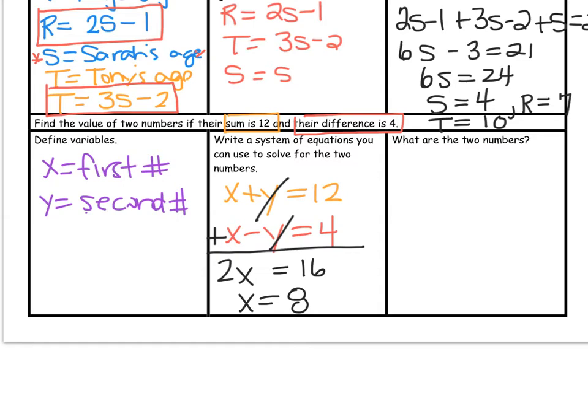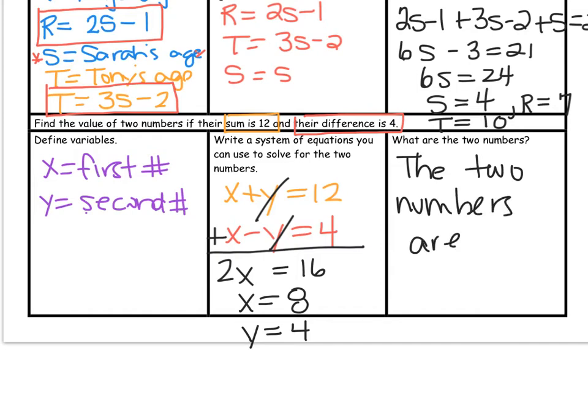Sub it back in to either of these equations, x plus y equals 12, or x minus y equals 4, and we get y equals 4. So the two numbers are 4 and 8, or 8 and 4. And you want to check, is their sum 12? Yes, 8 plus 4 is 12. And is the difference 4? Yes, 8 minus 4 is also 4.